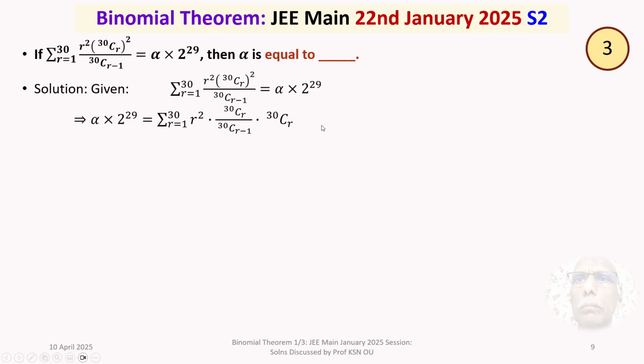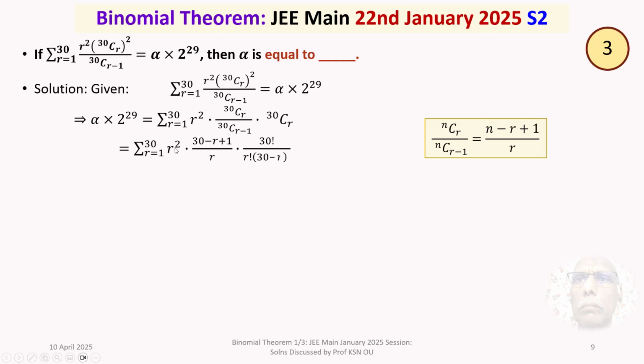Recall this result: nCr by nCr minus 1 is (n minus r plus 1) by r. Use that here. Sigma r equals 1 to 30 of r square into 30Cr by 30Cr minus 1 is (30 minus r plus 1) by r into 30Cr. Use the formula 30 factorial by r factorial into (30 minus r) factorial. Now cancel. This r cancels with r square, r times. This r cancels with r factorial, r minus 1 times.